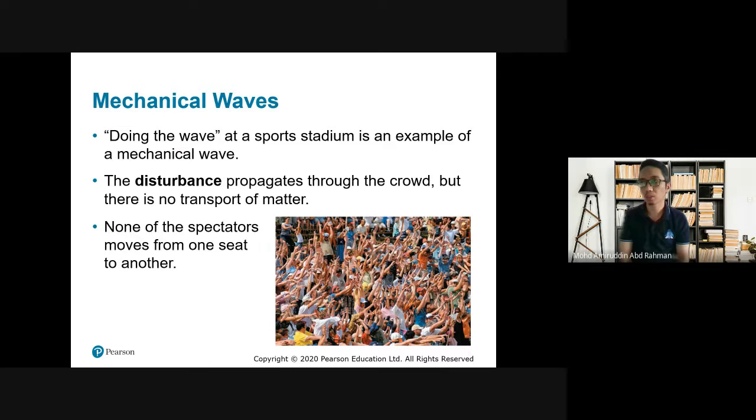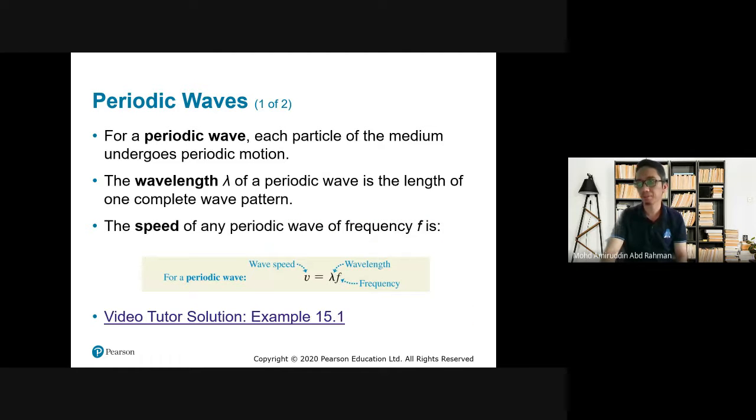The disturbance propagates through the crowd, but there is no transport of matter. It is actually the spectators, the fans, moving up and down, following whatever is coming from the other side. Over here, nothing is moving except our bodies. It's just following the motion.